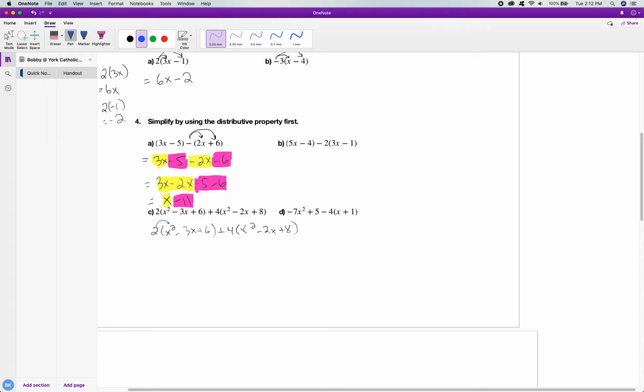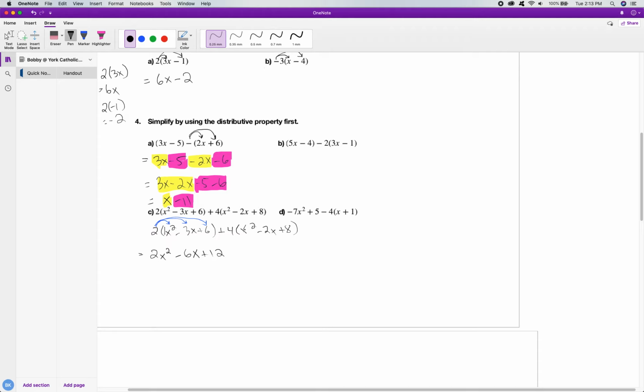So multiply, multiply, and multiply. So on the next line, 2 times x squared. There's a 1 in front here. 2 times 1 is 2. Don't change the x squared. 2 times negative 3 is negative 6. Nothing to change that x, so it stays x. 2 times positive 6 is positive 12.